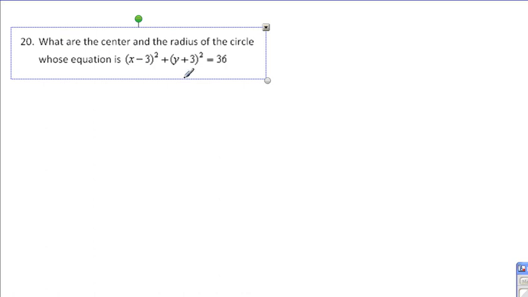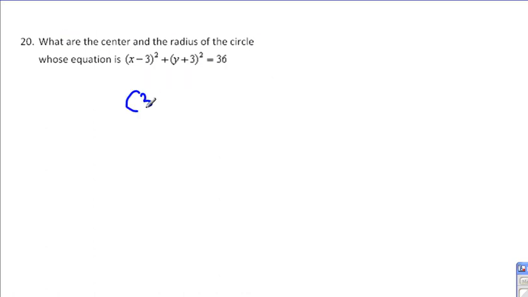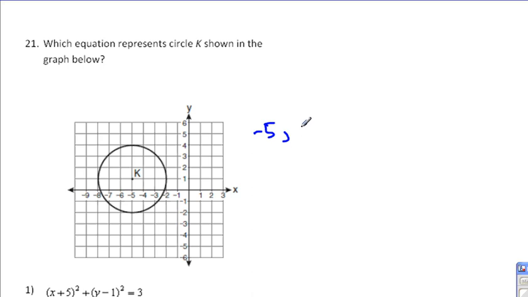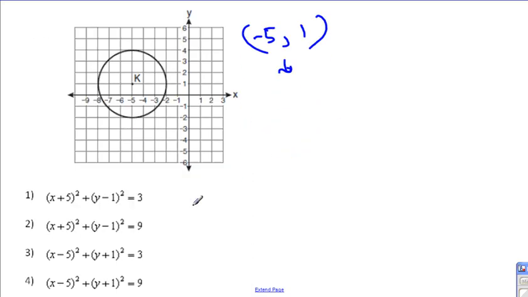What are the centers? Center would be opposite of these. So 3 comma negative 3. And then the radius is equal to 6. Here we see the center being negative 5 comma 1. That means when it's applied, we're going to have 5 and then minus 1. So yes, we are looking at one of these two, but the radius is 1, 2, 3. That means we have to square that. So the first one becomes our answer.